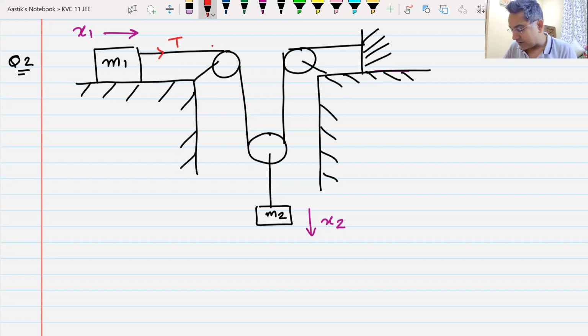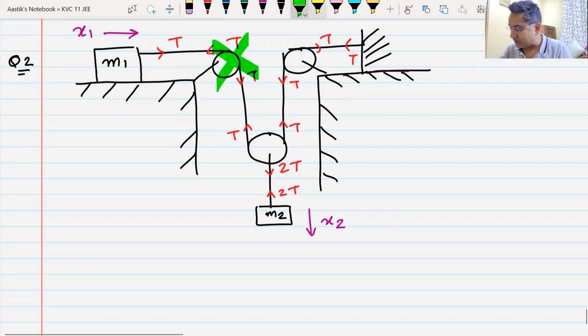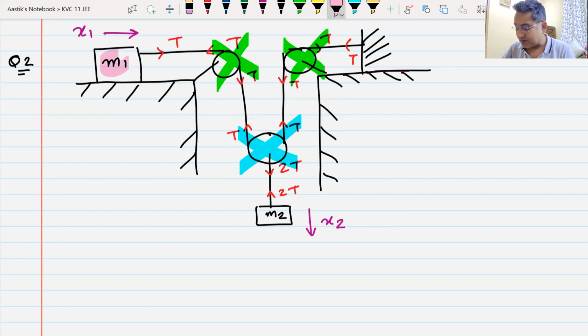Let me start with this. This is T, this is T, this is T, this is T, this is T, this is T, this is T, and this is T. This is T, so this is 2T, and this is 2T. Forget about the pulley. This pulley is not going anywhere. Even if this pulley is moving, tension on both sides is equal. No work is done.